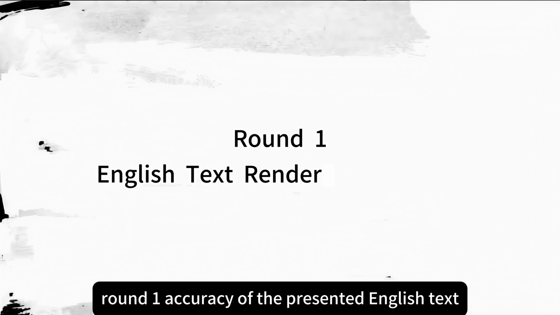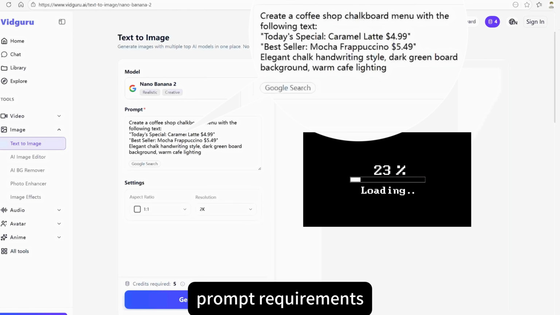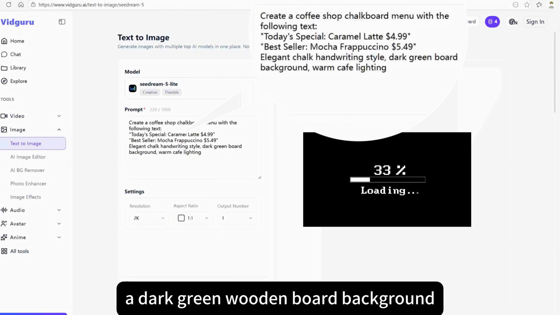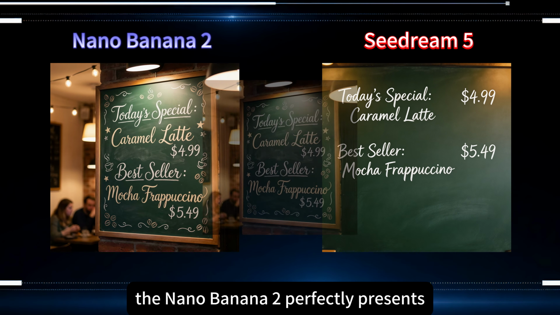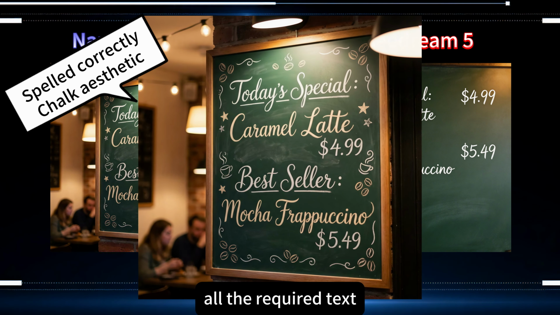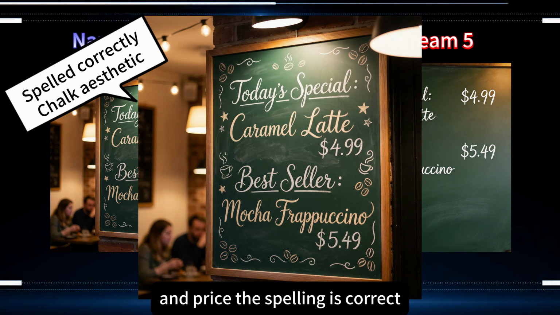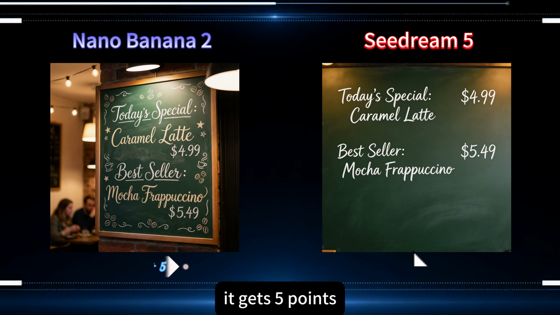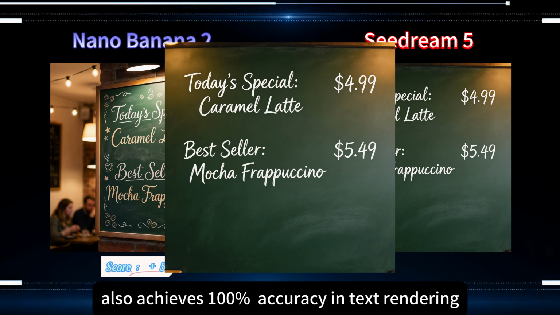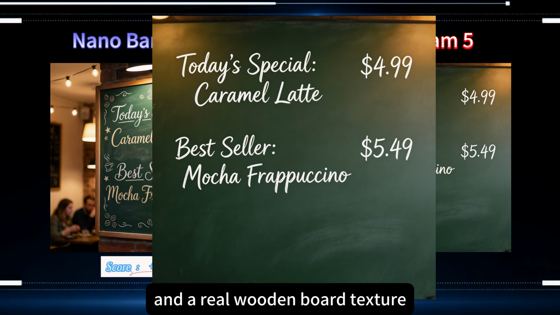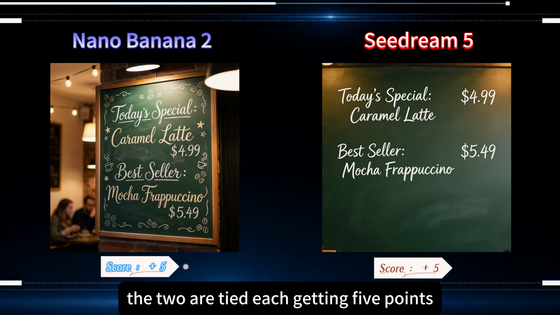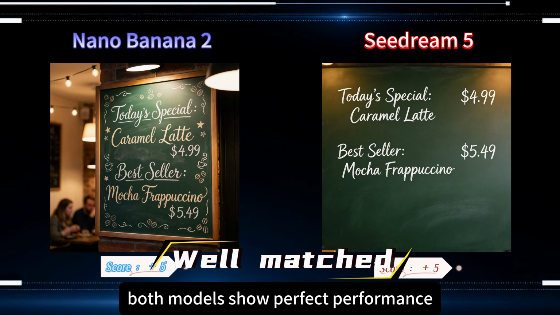Round 1. Accuracy of the presented English text. Prompt requirements. Create a coffee shop chalkboard menu with an elegant chalk handwritten style, a dark green wooden board background, and warm cafe lighting. Purpose. To evaluate the accuracy and clarity of complex English texts in an artistic context. Nano Banana 2 perfectly presents all the required text and prices. The spelling is correct, and it has a real chalk aesthetic. It gets 5 points. Seedream 5 Lite also achieves 100% accuracy in text rendering, maintaining high definition and a real wooden board texture. The two are tied, each getting 5 points. Both models show perfect performance.